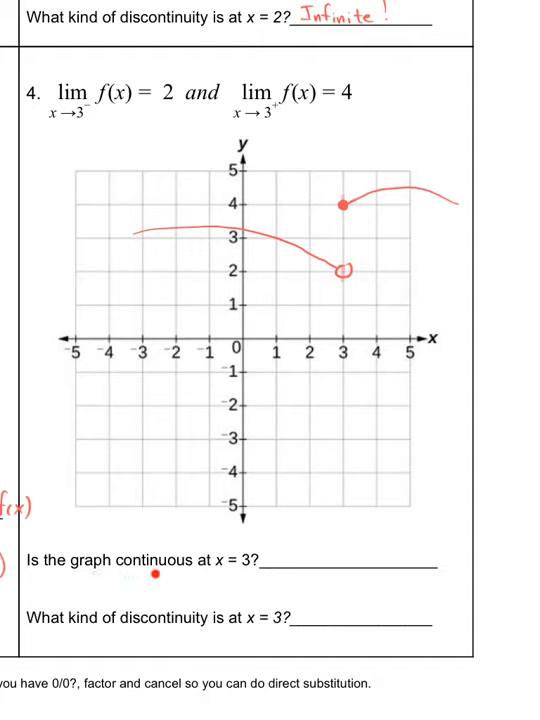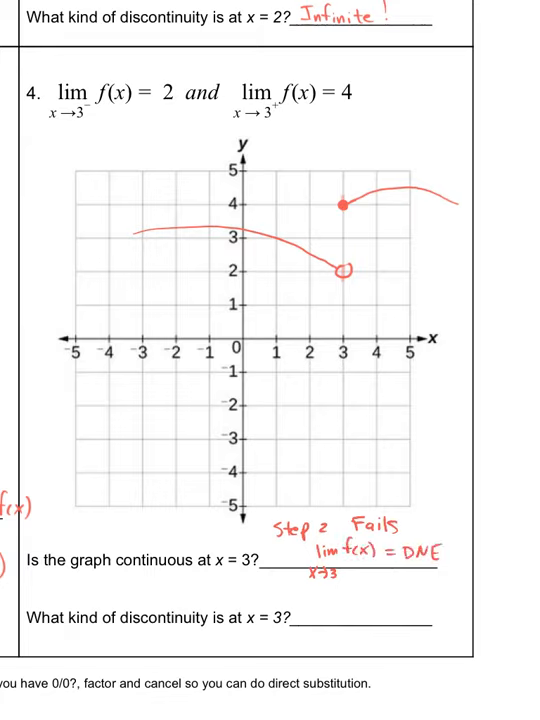Is the graph continuous at 3? Well, it is definitely not continuous. Let's go through the definition. Is there a point? Yes, there's a point right here. Is there a limit? Well, this is a bad date. The left and the rights are different, so we do not have step 2. So we say that step 2 fails. The limit as x approaches 3 of our function does not exist.